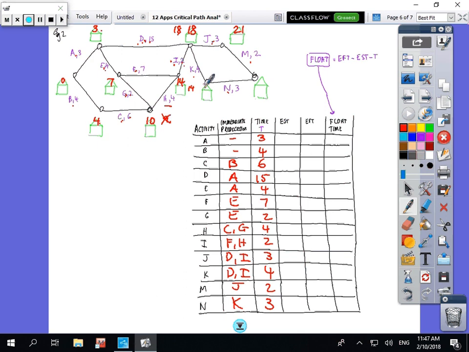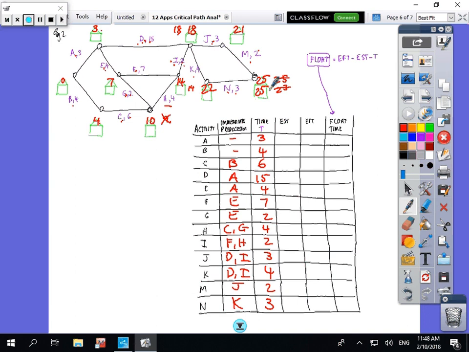18 plus 4 is 22, so there's no other way to get to there. 21 plus 3 is 25, so I can put 25. 21 plus 2 is 23, so you write down the bigger number. Okay, so the earliest finishing time is 25 minutes.